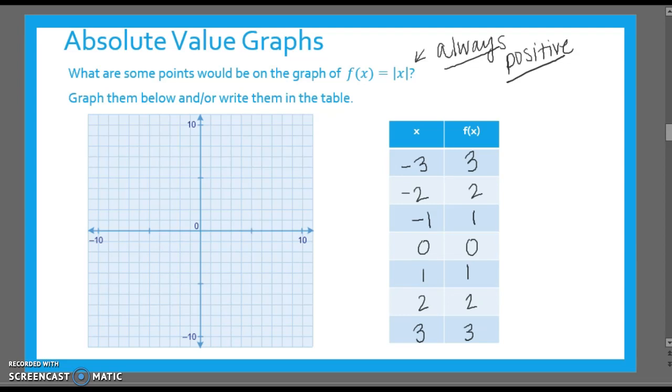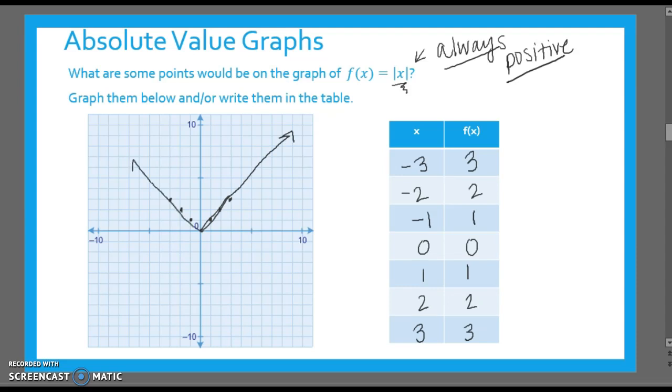So let's go ahead and graph these. So -3, 3, -2, 2, -1, 1, 0, and then 1, 1, 2, 2, 3, 3. What's cool about this is you can plug in whatever number you want. Any number. I can plug in a number and get the absolute value. So we're going to connect these with a line. If I can draw a straight line. I can't, but you know.